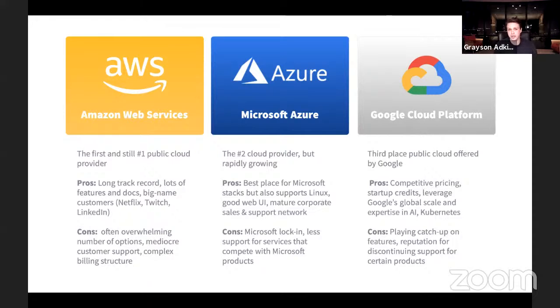Cons being Microsoft lock-in. That's nothing new really with Microsoft, and generally support for products that compete with Microsoft products tends to be limited.